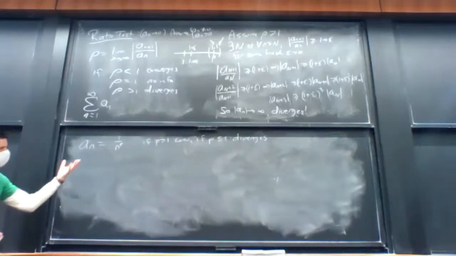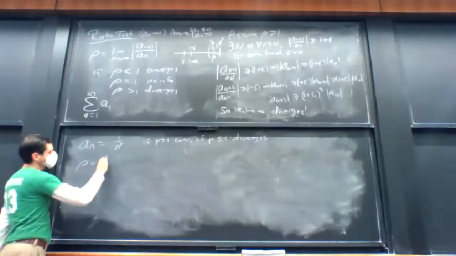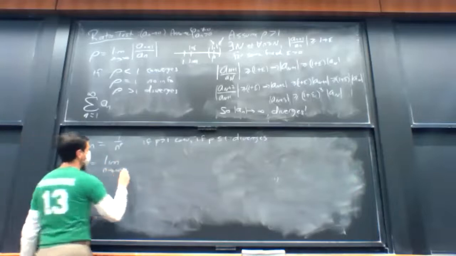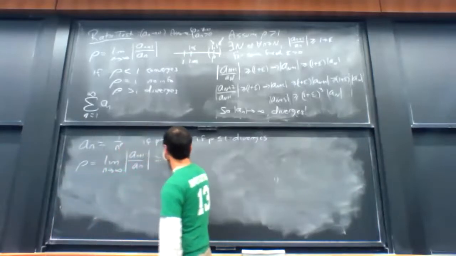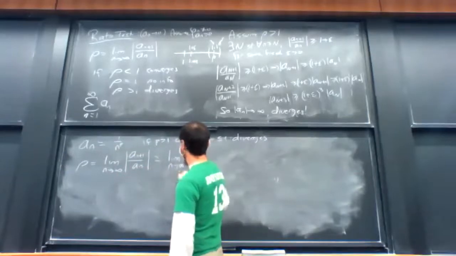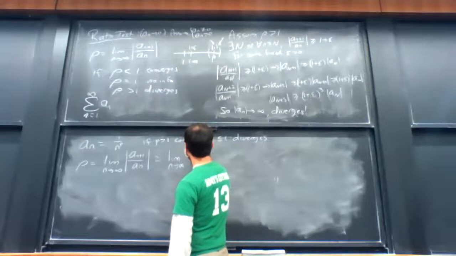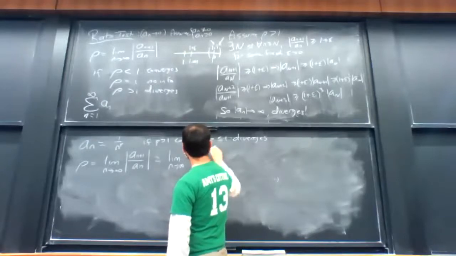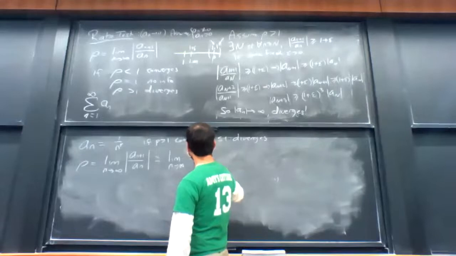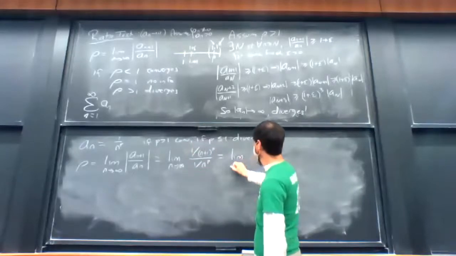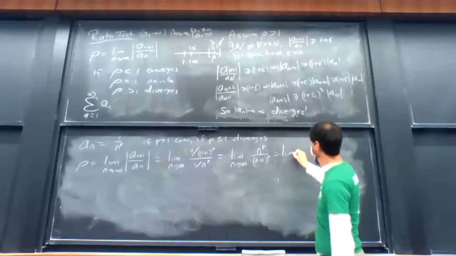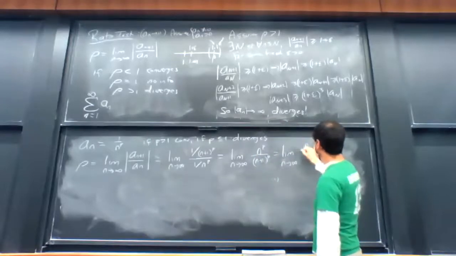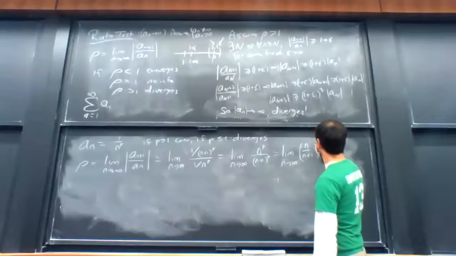All right, so let's try to calculate this. So as always, we start with rho is the limit as n goes to infinity of a_{n+1} over a_n. It's the limit as n goes to infinity. So we have 1 over (n plus 1) to the p divided by 1 over n to the p. So it's the limit as n goes to infinity of n to the p over (n plus 1) to the p. This is the limit as n goes to infinity of (n over n plus 1) to the p.